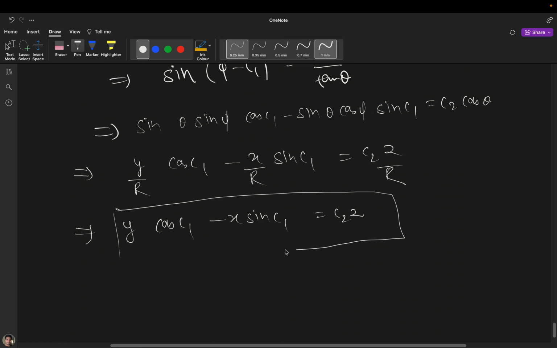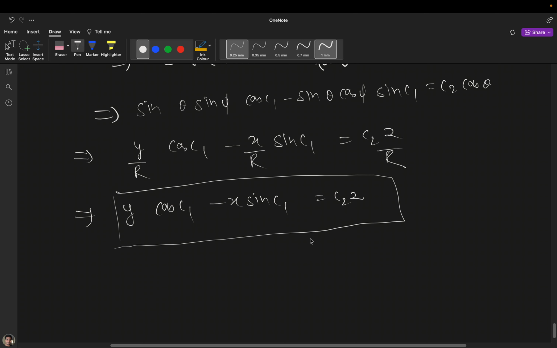Now you will see what is this. What is the locus of this equation? Not locus, just tell me what kind of equation this is. Is it a straight line, plane, circle, parabola? Maybe a circle? How is it a circle? The equation of a circle is something like (x minus a) square plus (y minus b) square equals c square, like this.